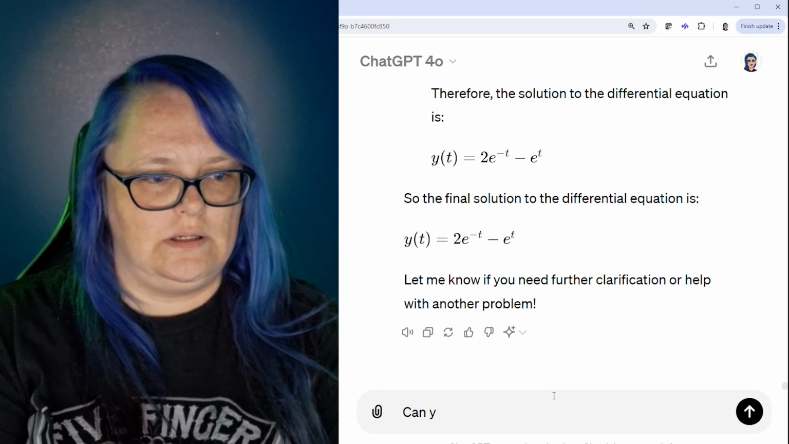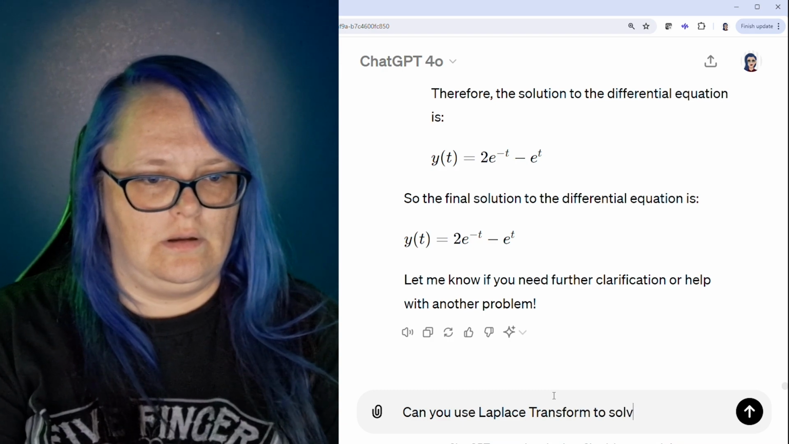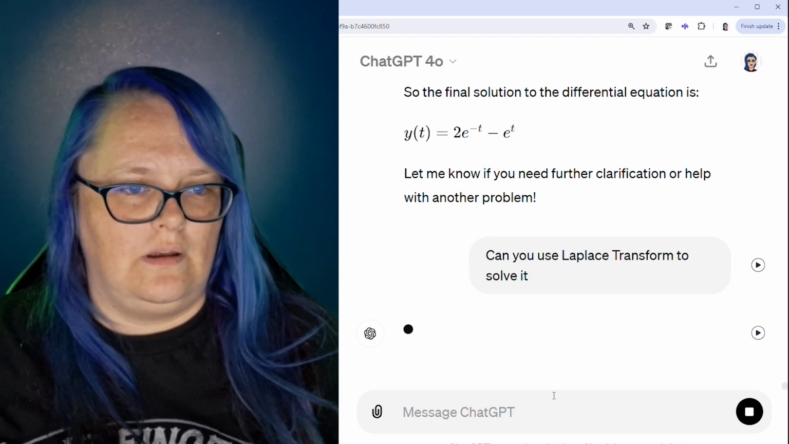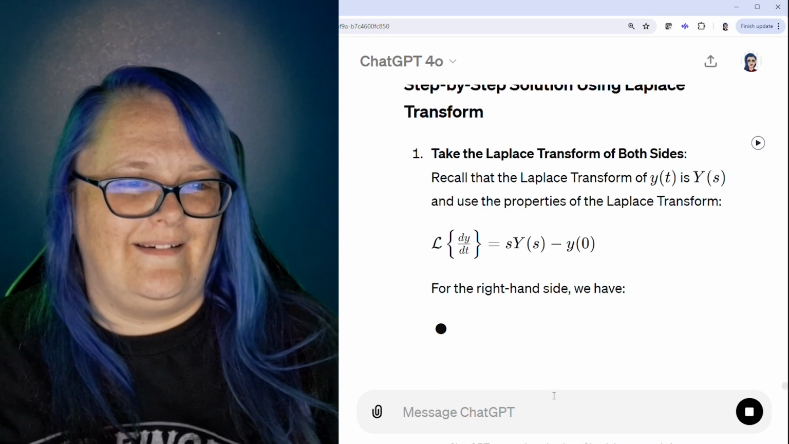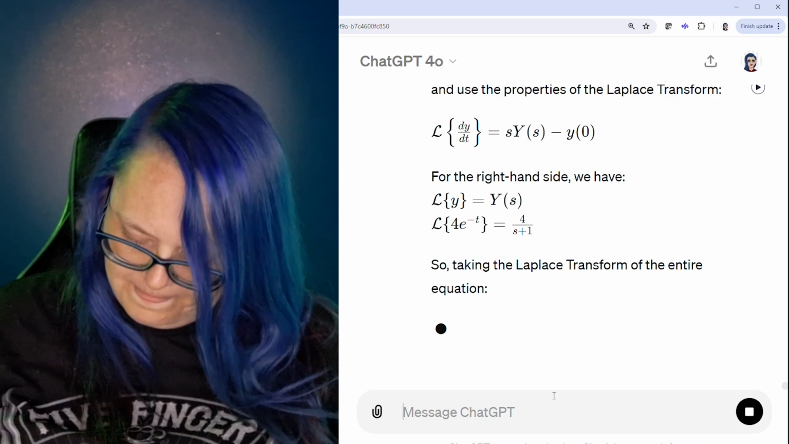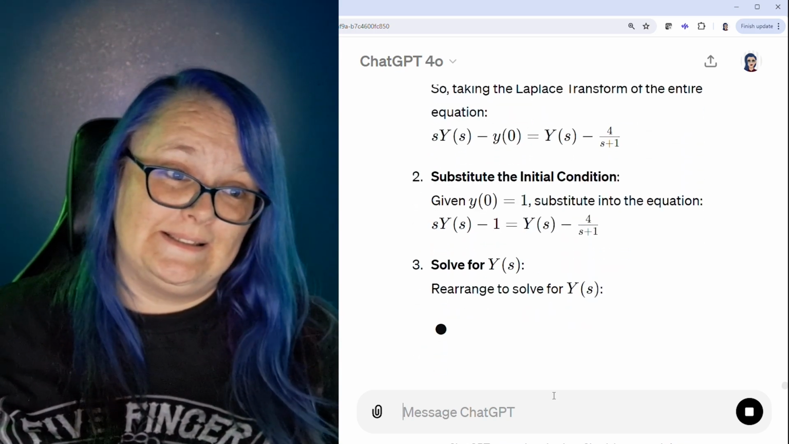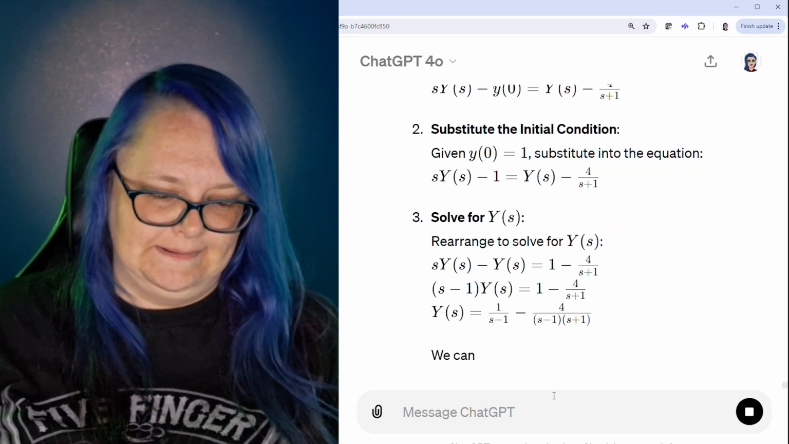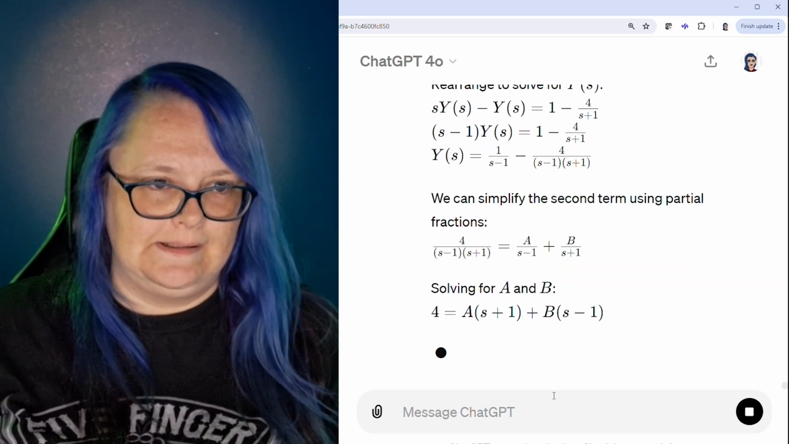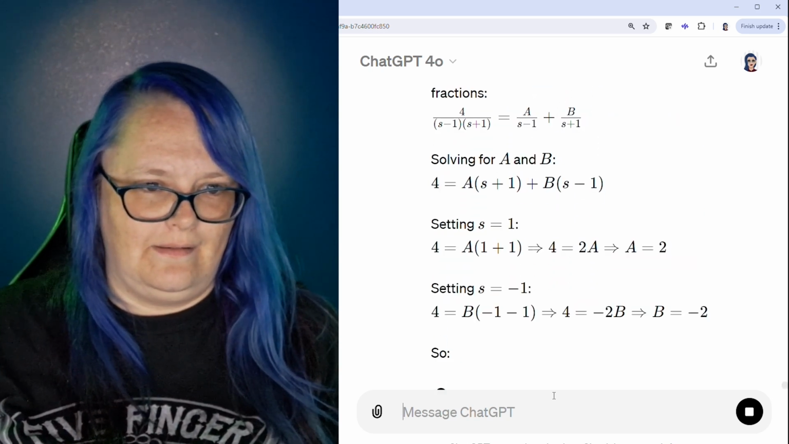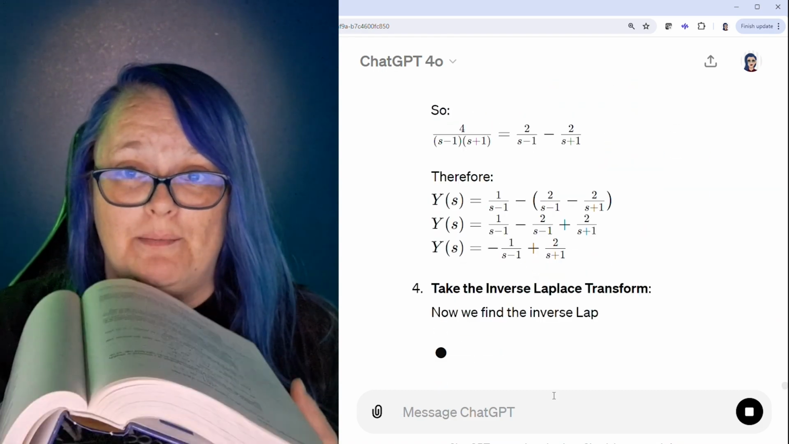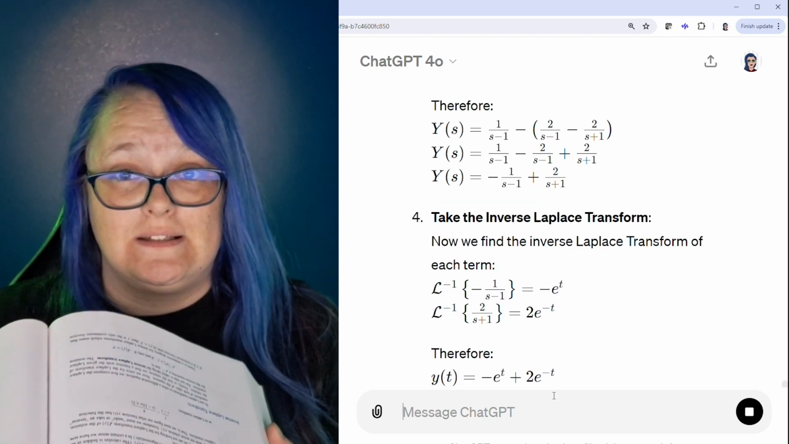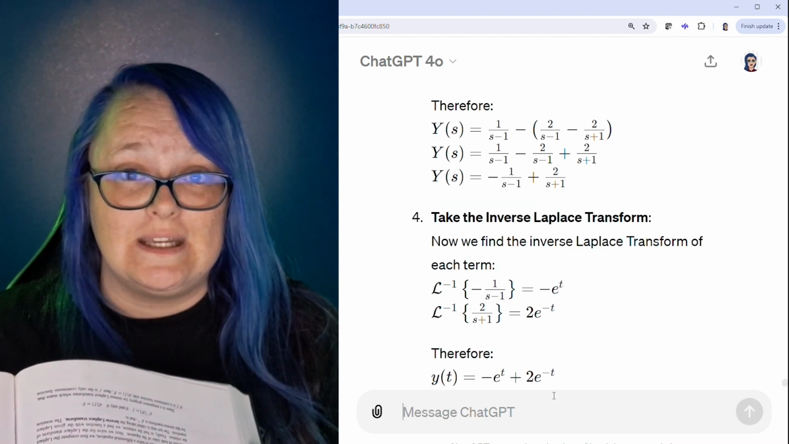Can you do it? Use Laplace. It's writing out a lot more steps than are even in the book. Guys, this is actually getting a little scary here.